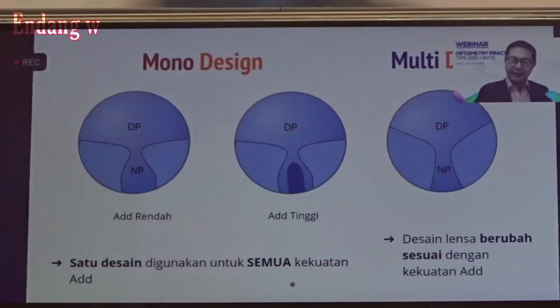Mono design was done many years ago, when the same lens could be used for all additions. So the distance portion is big, and the near portion is there. As the addition goes higher and higher, you can see in my middle diagram, the area becomes smaller and smaller. Because of that, they realized that this is not a good design.